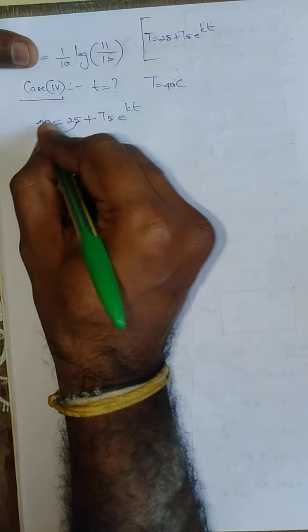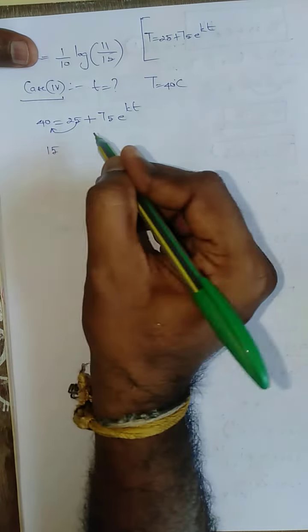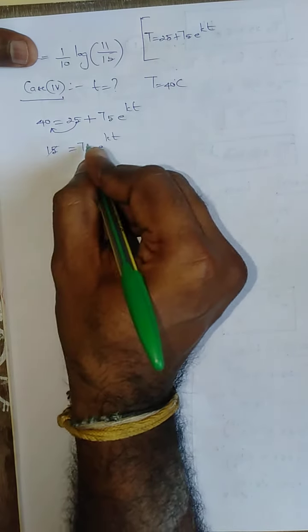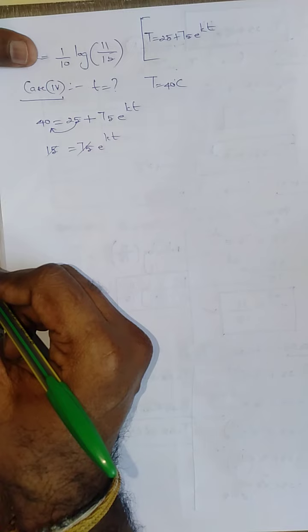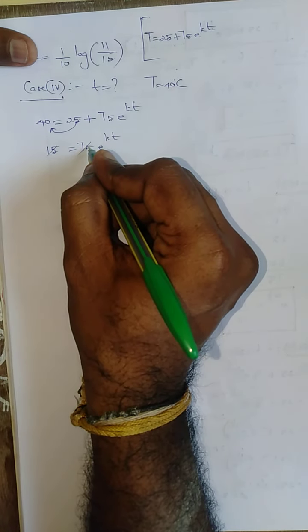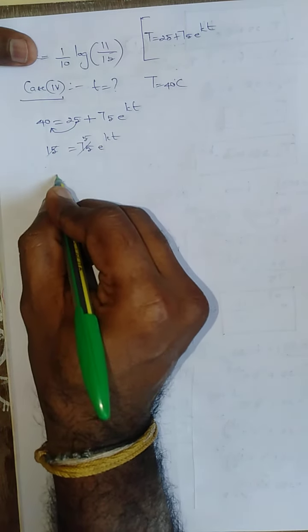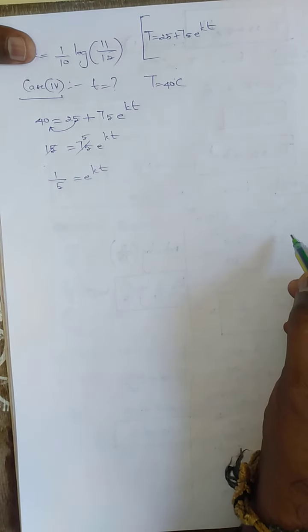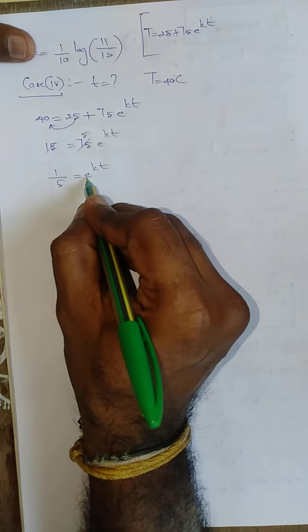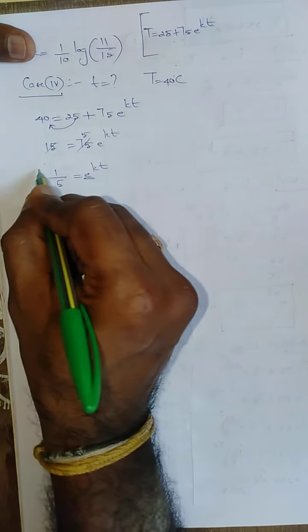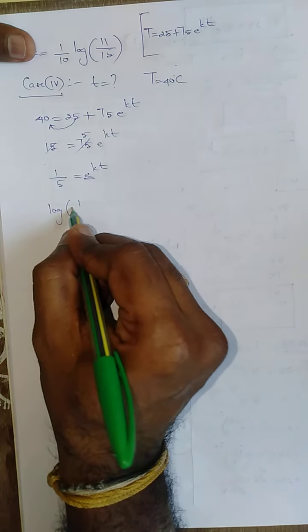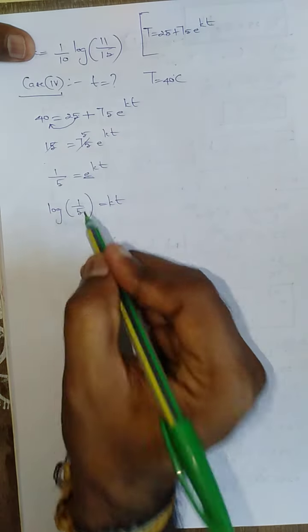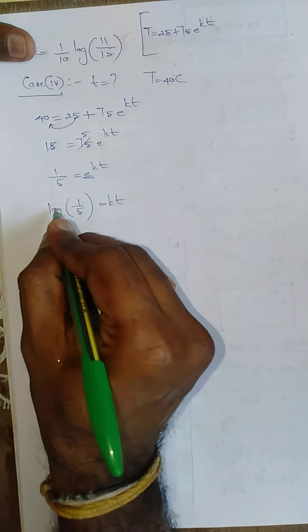If 25 comes this side, 40 minus 25 is nothing but 15, which is equal to 75 e power kt. 15 and 75 we can cancel in the 15 table. So it becomes 5, and this 5 I can bring down. 1 by 5 is equal to e power kt. Now I am going to remove e. If I remove e, this side I need to put log. Log 1 by 5, e can be removed, I can write kt. Therefore kt is equal to log 1 by 5.